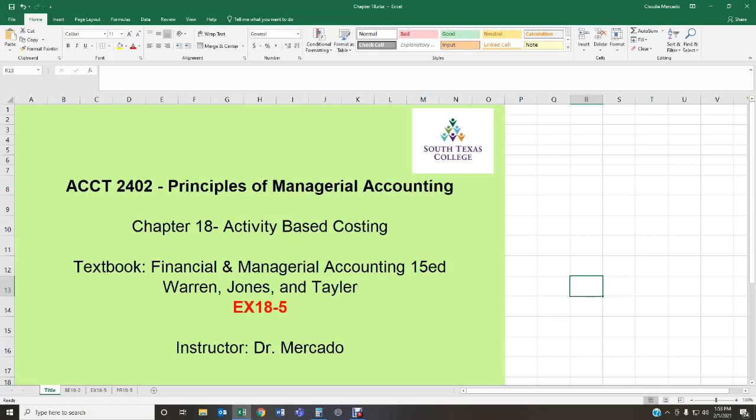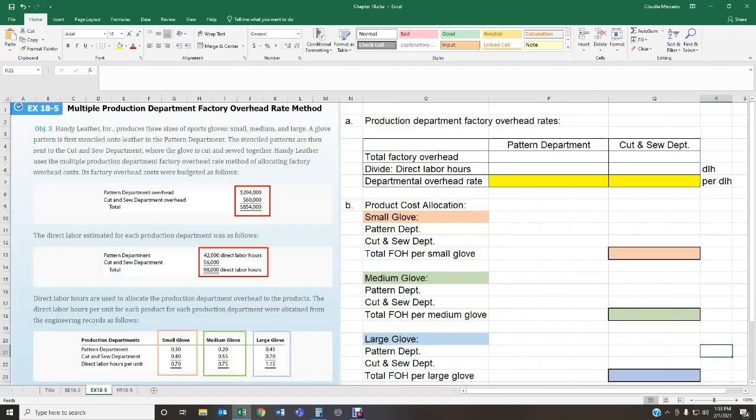So in this particular lecture, we're going to continue covering the content in Chapter 18, which deals with activity-based costing. This is Accounting 2402, Principles of Managerial Accounting. So let's jump into the exercise. The exercise deals with the multiple production department factory overhead rate method.